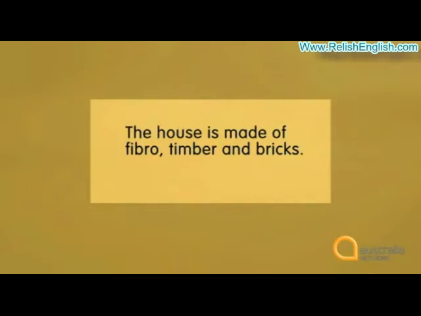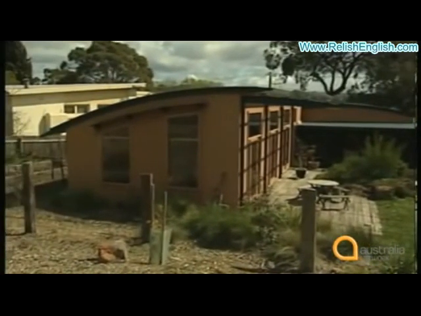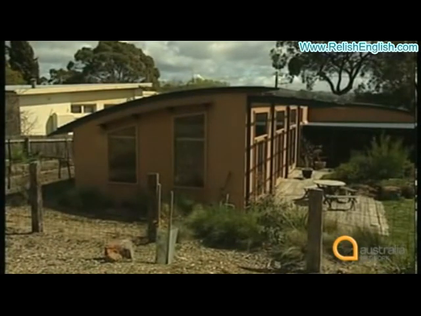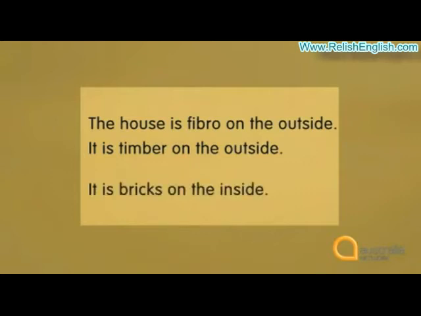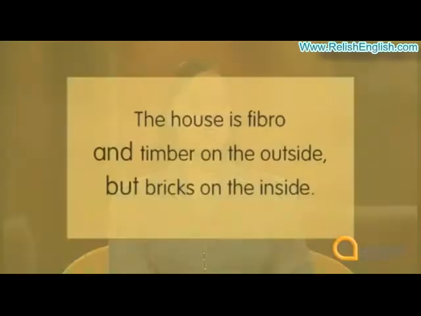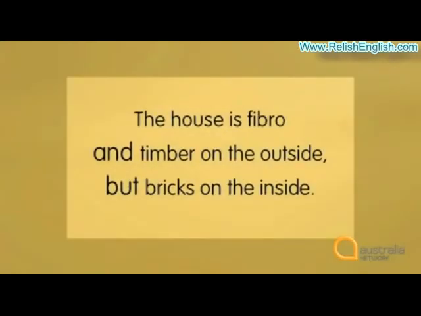Listen to this example. Most houses, I guess these days, are brick veneer, whereas this is fibre on the outside, timber on the outside, but there's bricks on the inside. He forms one compound sentence from simple sentences. The house is fibro on the outside. It is timber on the outside. It is bricks on the inside. Notice that and is used to list similar things, but is used to contrast different items in a list. So we could also say, the house is fibro and timber on the outside, but bricks on the inside.